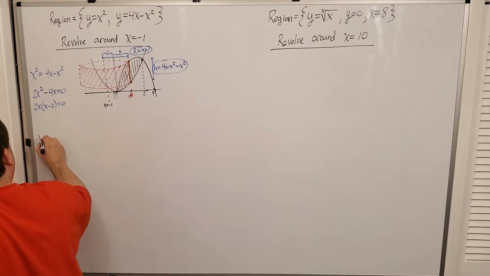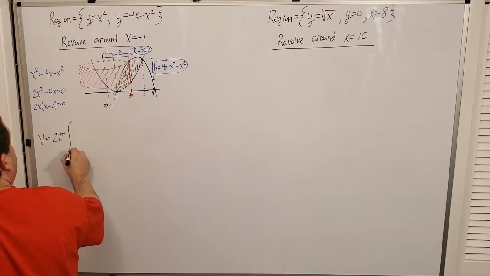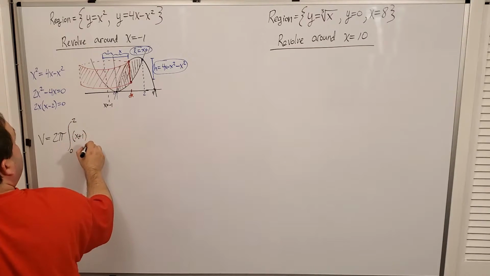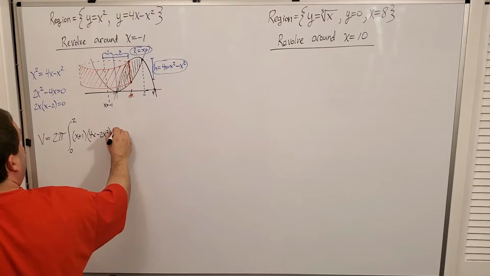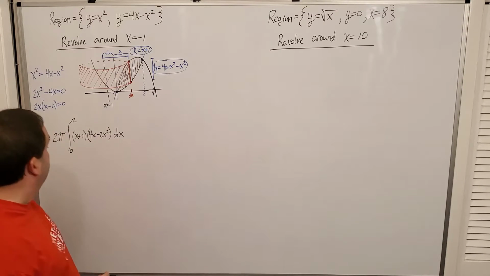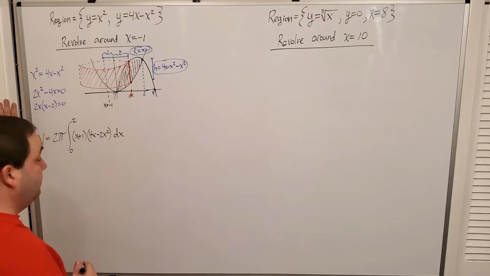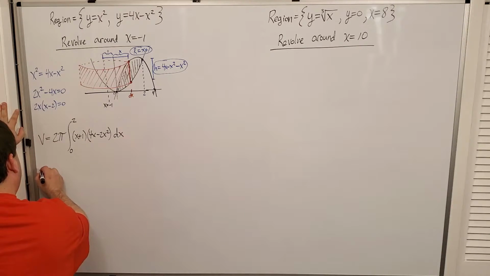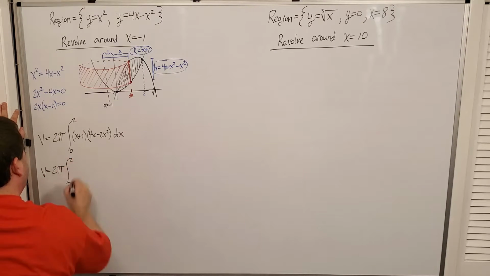So my volume is going to be 2 pi integral from 0 to 2 of radius times height, times thickness, dx. So I just need to be able to perform this integral right here. I'm just going to multiply it out and do all my power rules. That's the quickest and cheapest way to do this one. So 2 pi integral from 0 to 2.